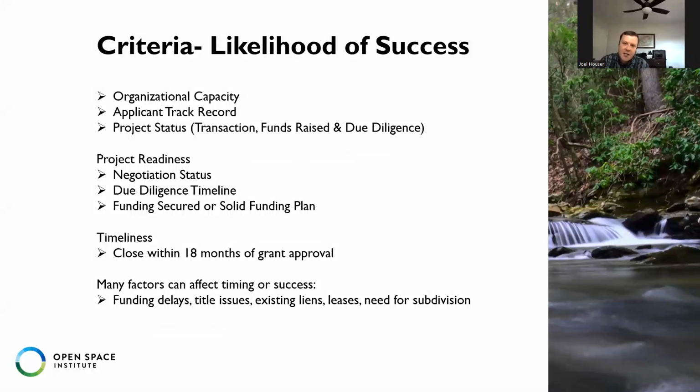Another of the primary criteria is likelihood of success. We sometimes refer to this as feasibility as well. So we will try to gauge the likelihood that project partners will succeed in their endeavors to protect a property. Factors we will consider are availability of funding, project structure, willingness of the current landowners to sell property rights, and the status of negotiations. We expect projects to close within 18 months of the date of OSI's conditional grant approval.